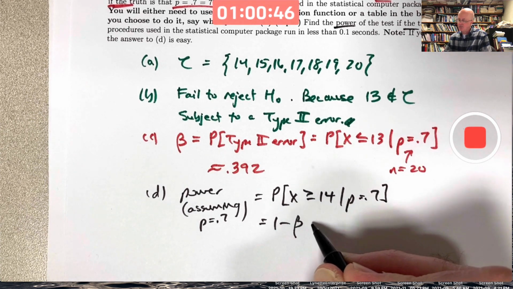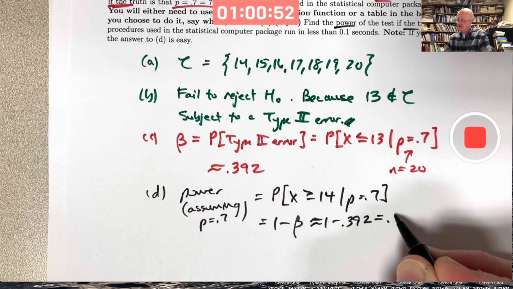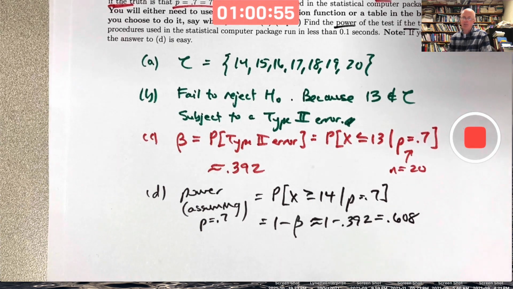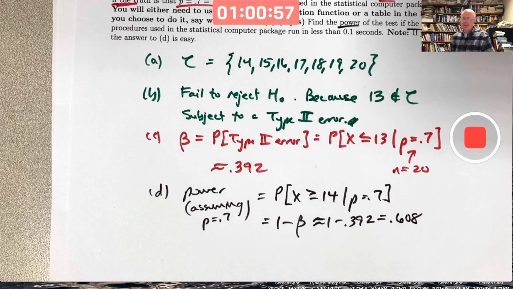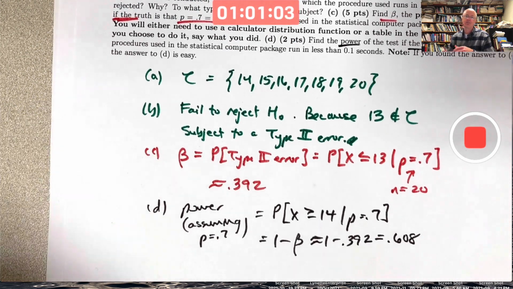So you don't have to do much more work. You just do 1 minus 0.392, and that'll be 0.608. That's the power in this case. Not typically high enough. Typically, when you shoot for 80% power, you shoot for beta to be less than 0.2 in most statistical studies. And sure, if the power is bigger than 0.9, that's even better.